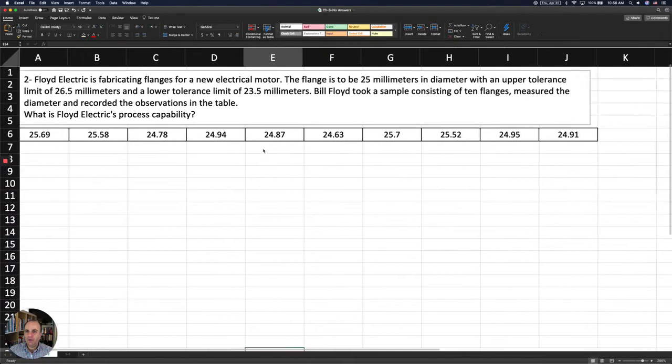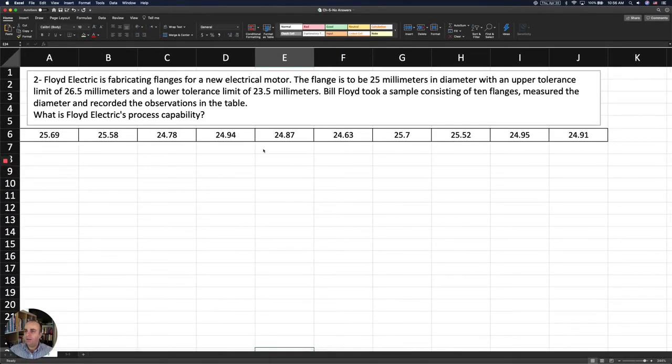Okay, now let's move to question number 2 from chapter 5. Floyd Electric is fabricating flanges for a new electrical motor. The flange is set to be 25 millimeters in diameter with an upper tolerance limit of 26.5 millimeters and a lower tolerance limit of 23.5 millimeters. Bill Floyd took a sample consisting of 10 flanges, measured the diameter, and recorded the observations in the table. What is Floyd Electric's process capability?